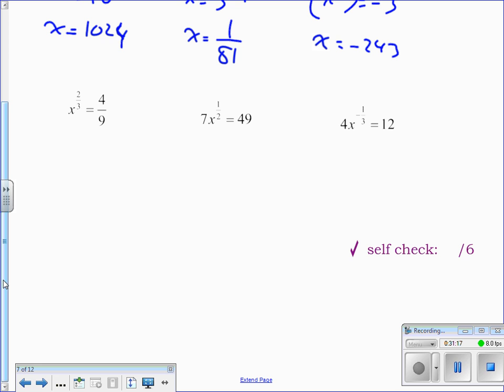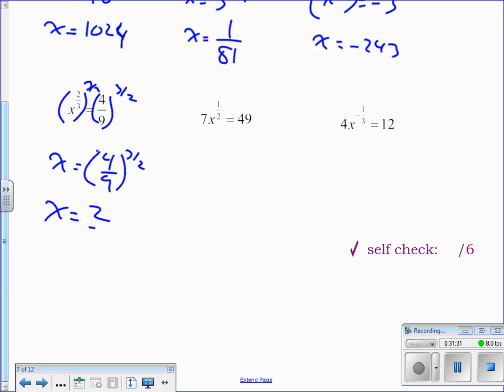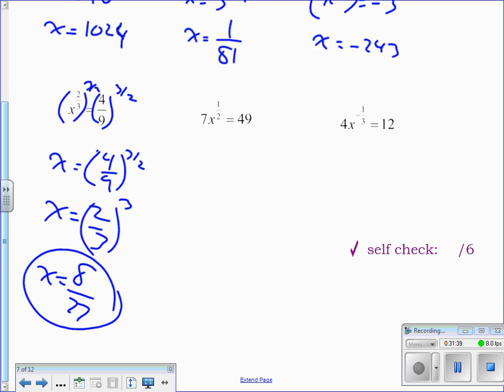Next one, raise them both to the 3/2 power. x equals 4/9 to the 3/2. 2 in the denominator means square root, so I get x to the 2/3 cubed, which means x equals 8/27.